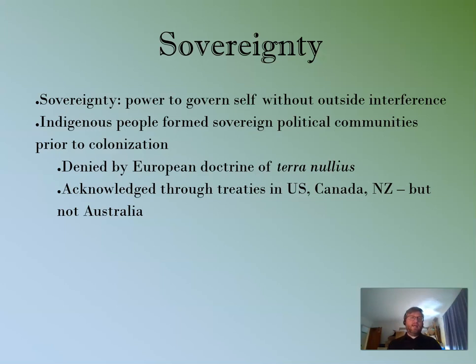But at the same time, the sovereignty was also acknowledged by the practice of signing treaties. So when you sign a treaty with someone, you are in effect acknowledging that they have some kind of sovereignty. And so we have treaties covering much of the territory of the United States and Canada. We have a single treaty, the Treaty of Waitangi, covering New Zealand. It was signed between the British and the Maori people. But Australia is kind of the odd one out here in terms of British settler colonies, in that treaties were not signed with the Aboriginal people in Australia.